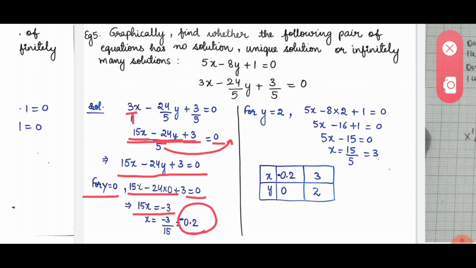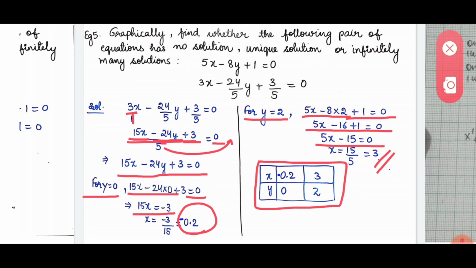Okay, now let us put the value of y as 2 here. Then you will get 5x minus 8 into 2 plus 1 equals 0, or 5x minus 16 plus 1 equals 0, and then you will get 5x minus 15 equals 0. Hence you will solve and you will get the value of x as 3. Now let us make a box and note the points. When you put the value of y as 0, you will get the value of x as minus 0.2. When you put the value of y as 2, you will get x as 3, right?